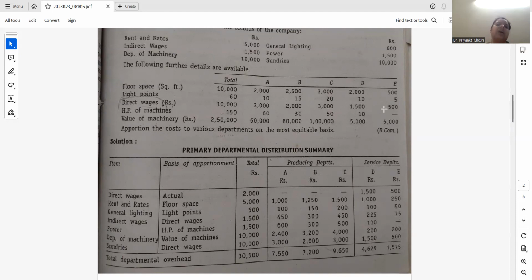Now you will be asking how we will distribute it. To distribute the secondary service department cost among the production departments, there are two methods. One is the repeated method or the continuous method. Another one is the simultaneous equation method. These two methods we are going to discuss in the next class. By this time, we will finish off the primary distribution in this class. Thank you.